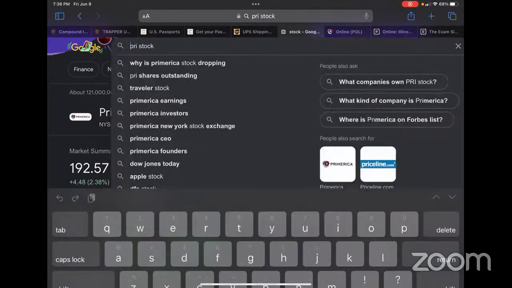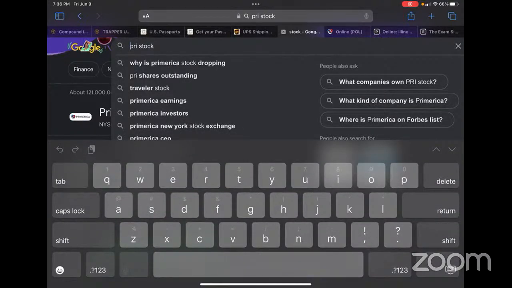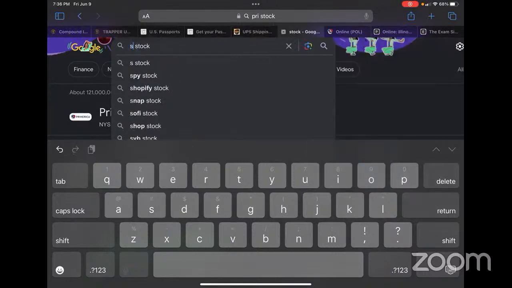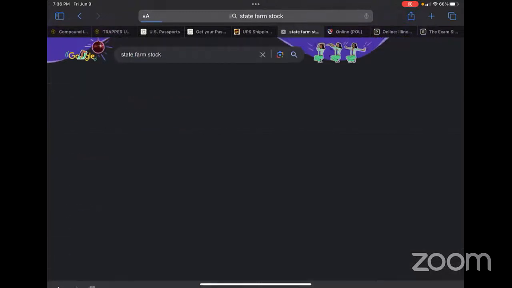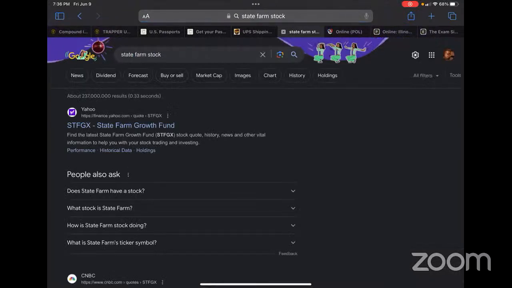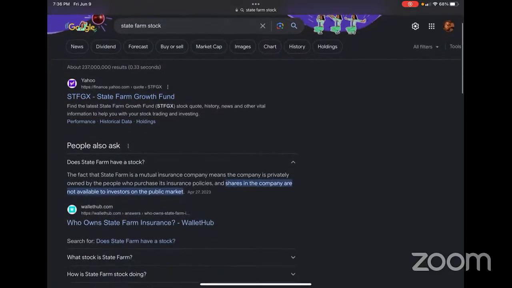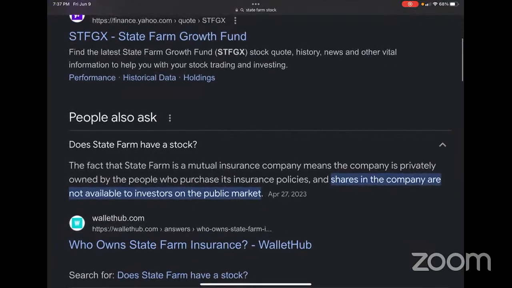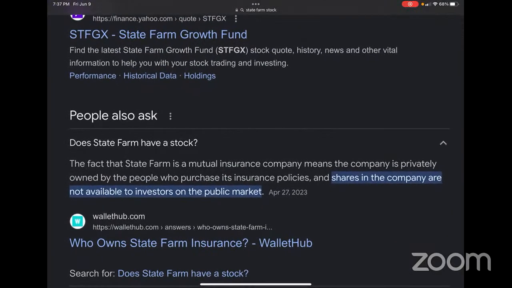I'm glad y'all said that. Yeah, we need this because this is how y'all learn. Now, let's go to State Farm. State Farm stock. So State Farm, if you notice, look at that. What does that say about State Farm? Their growth fund. Oh, no, I'm looking at the wrong thing.